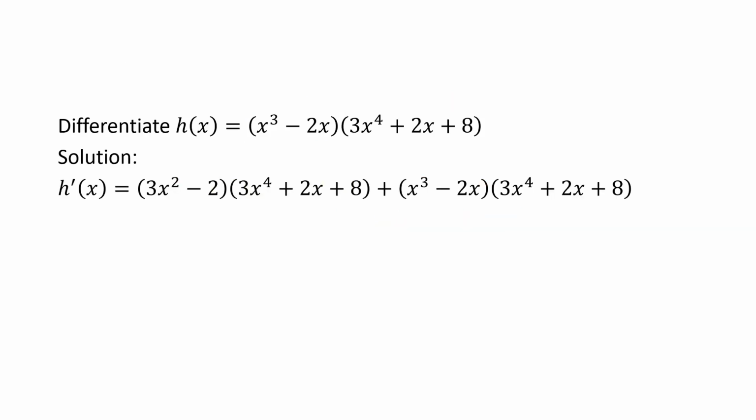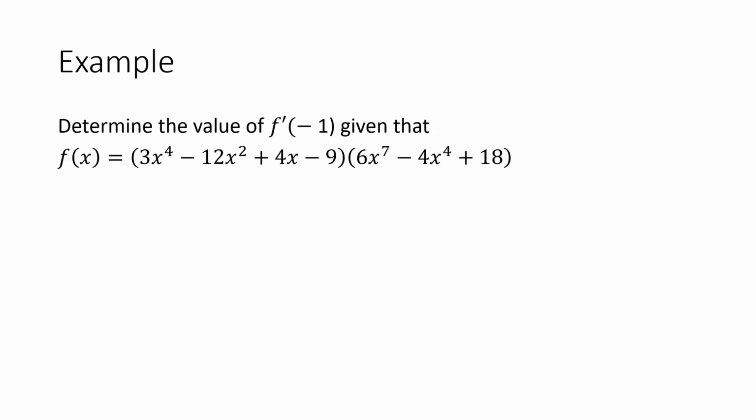Okay, and that's what we get here. So we literally just determined the derivative of the first one, and we multiplied by the second one straight away. And then we added the first one straight away, and we multiplied by the derivative of the second one.